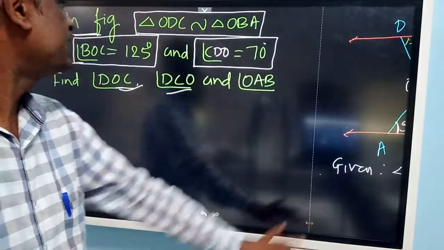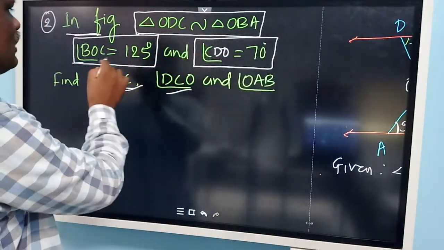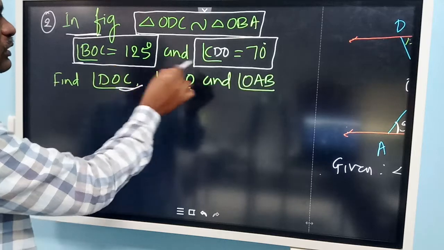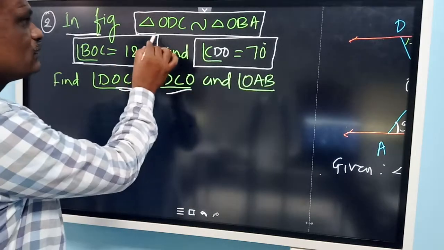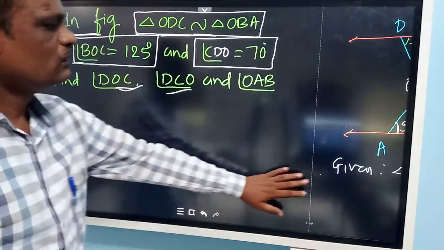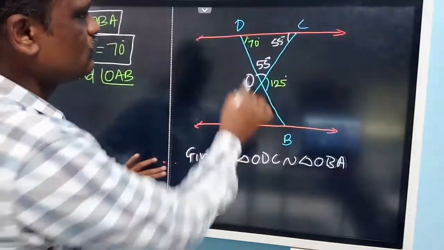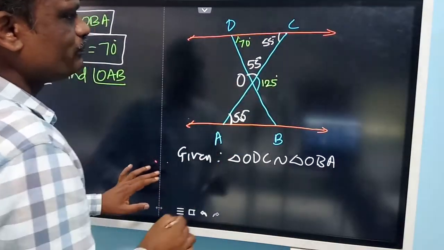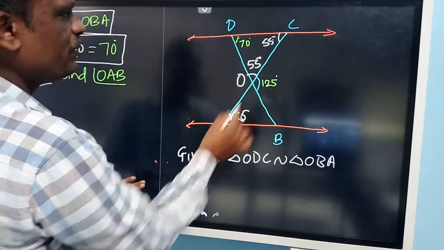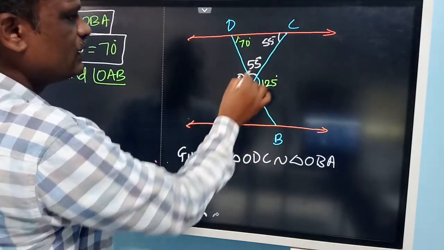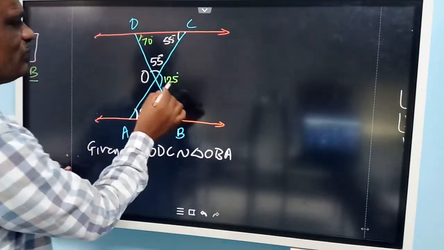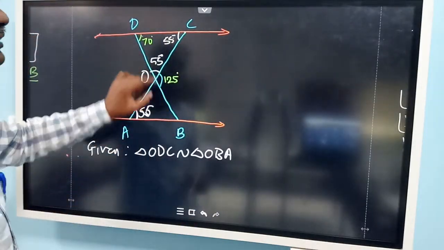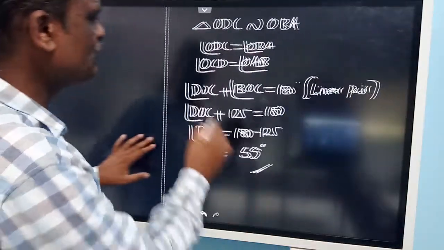When you look at this once again, in the triangle ODC similar to OBA, DOC is 125 degrees, CDO is 70 degrees. Here, this concept you have to use. ODC is similar to OBA. That means D is equal to B, C is equal to A, and O is equal to O, vertically opposite angles. Since 55 and 120, see this angle, these two angles are linear pair, so we use that one.